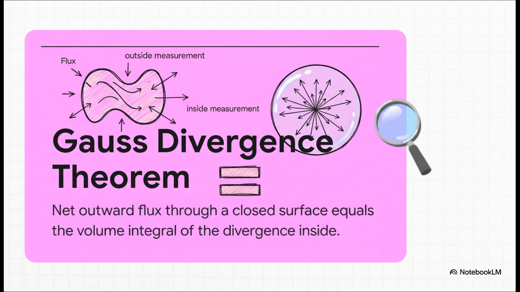This equation is really just telling the story we've been talking about. On the left side, you've got the surface integral for flux. That's our outside measurement. And on the right, you've got the volume integral of the divergence, our inside measurement. Gauss's theorem is that big, beautiful equal sign right in the middle that connects them.